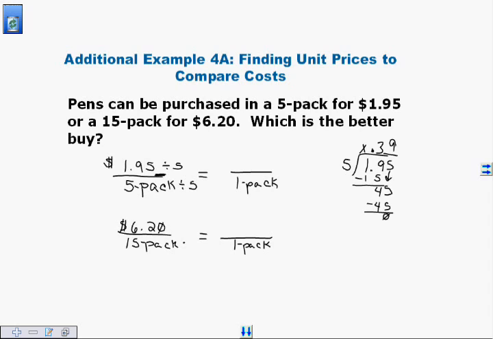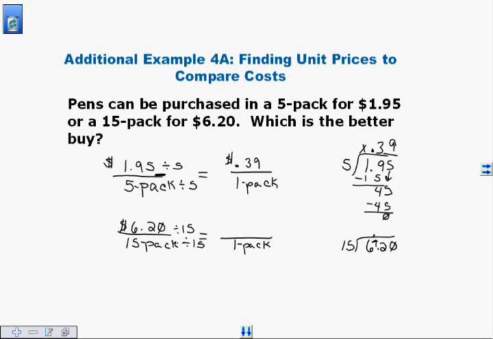And so this one is 39 cents per pack. Now we need to figure out how much this is. So I'm going to divide by 15. So $6.20 divided by our 15 pack. Bring your decimal straight up. That way you don't lose track of what you're doing here.